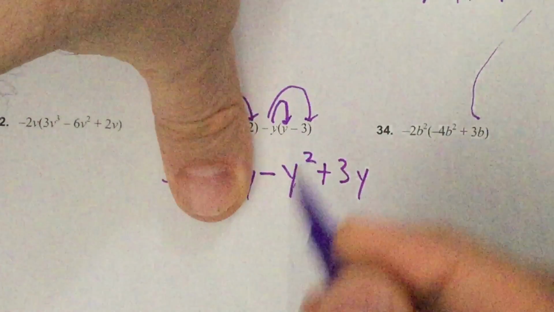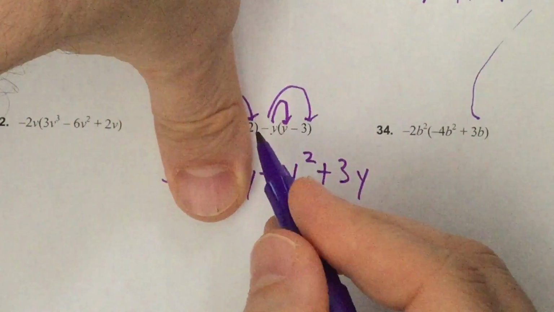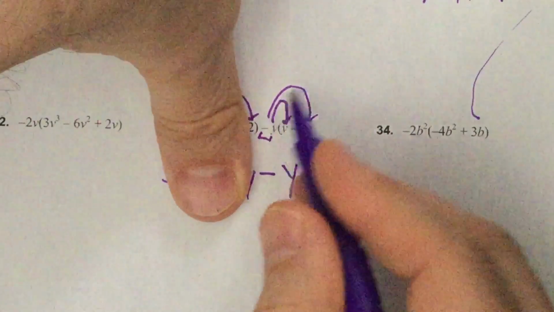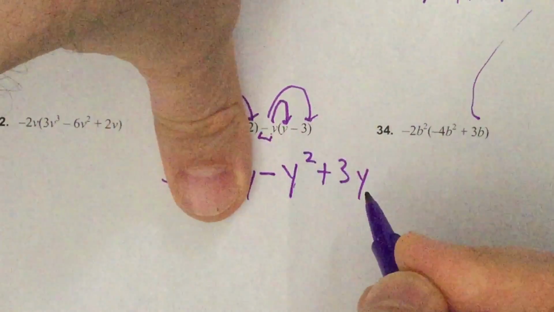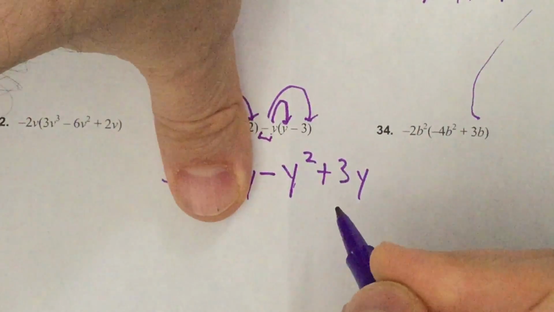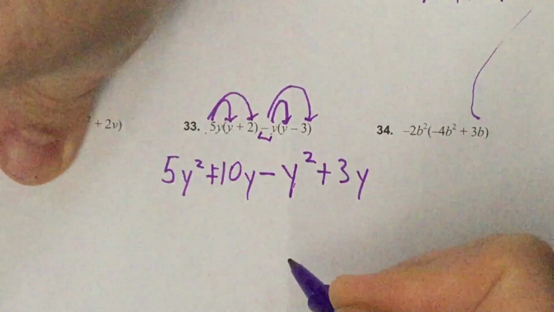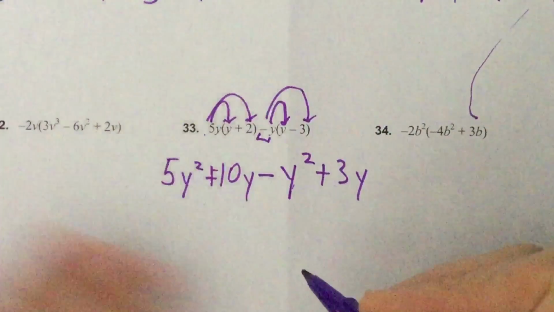Whenever you're distributing something like that, it's important to remember the sign in front. That is a negative y going into both of these. That's going to make a big difference in your answer. Okay, I did the second distribution. I'm going to take my thumb away and look at the grand finale.